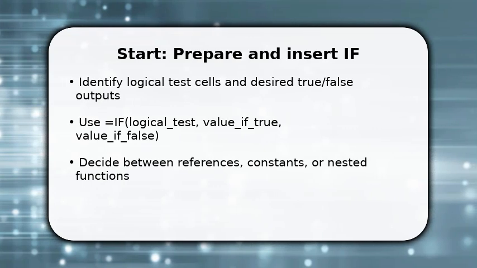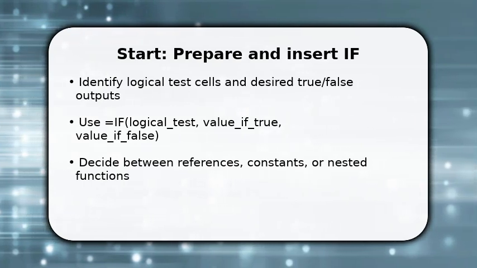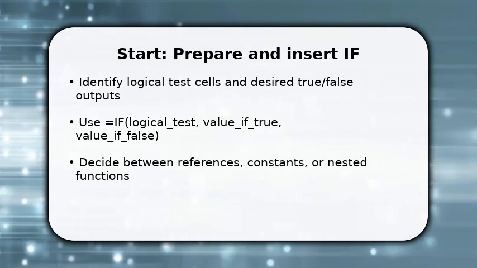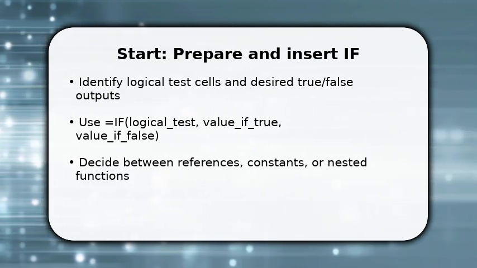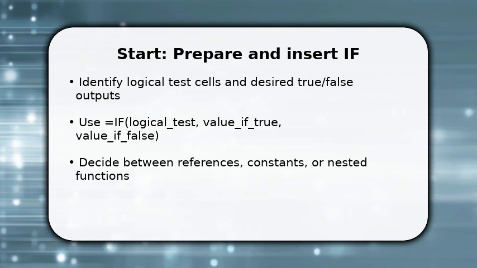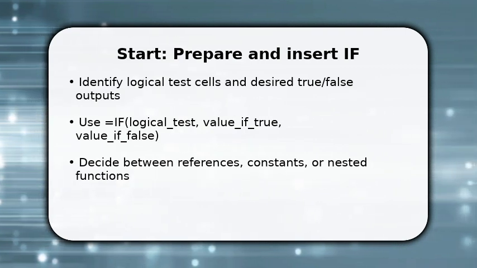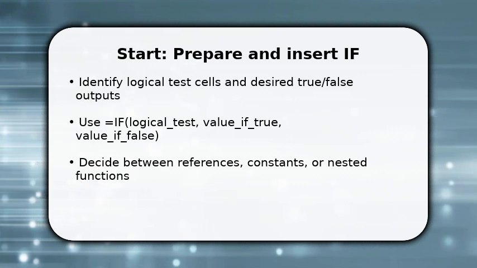You have the data. Now add the IF formula where the decision needs to happen. Click the target cell, type equals IF, and point to the logical test, for example A2>50. Once done, type a comma and supply the value for true, then another comma and the value for false.